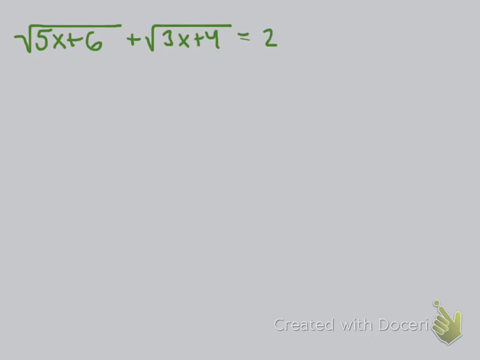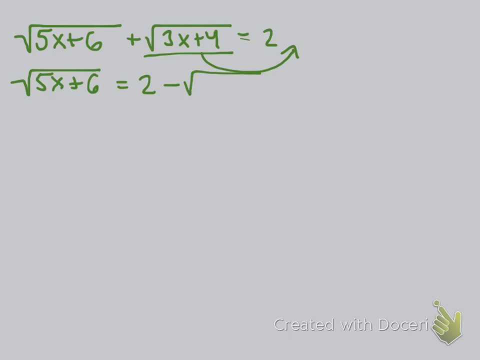Well, I have 2 radicals here. So the trick is I do need to move one of these radicals over to the other side of the equation. So I'm going to go ahead and do that. So I have root 5x plus 6 equals 2 minus root 3x plus 4. And now I can go ahead and square both sides. Square, square. And some nice things will happen here, but one unnice thing is going to happen.